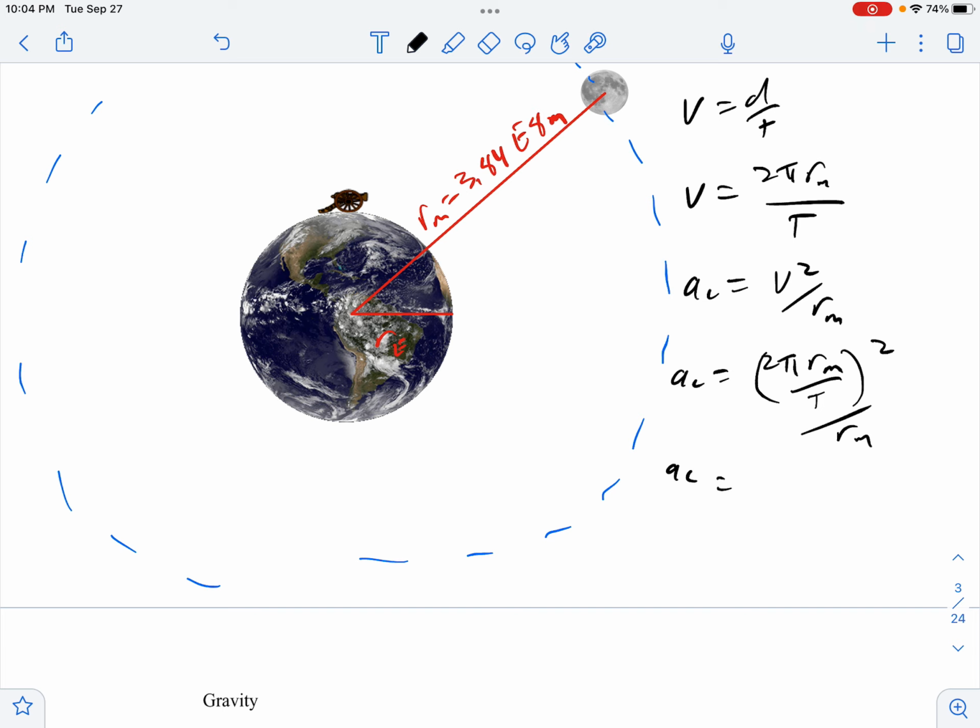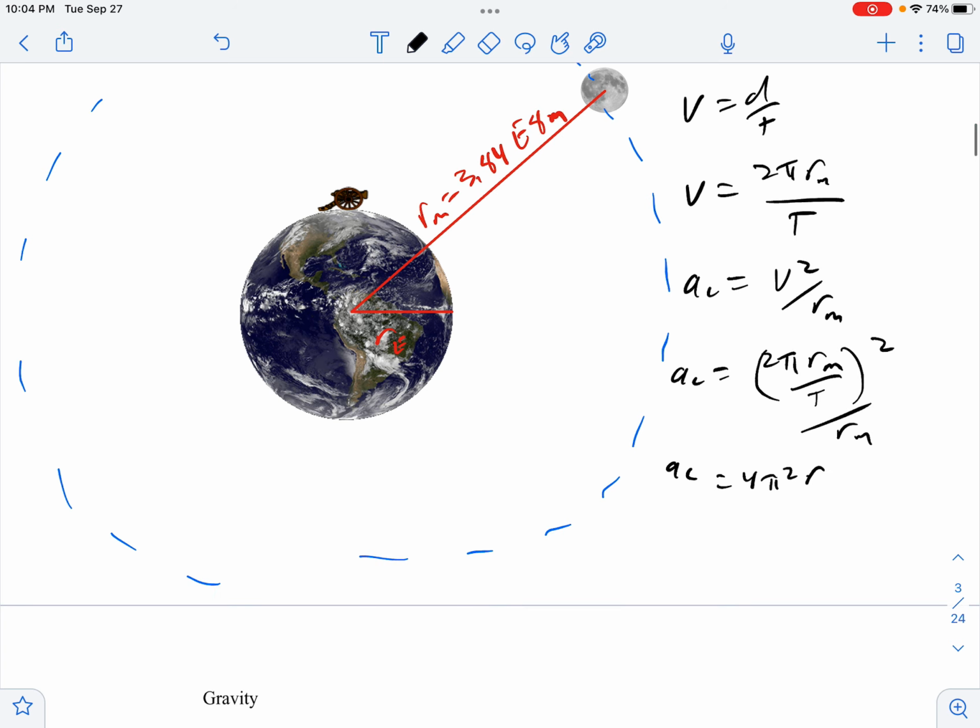All right, so let's see. What do we have here? 2 squared is 4, pi squared is pi squared. Then we'd have the distance to the moon squared over period squared, over the radius. Okay, so we can factor out a little bit. We just get rid of goodbye, goodbye. I'm running out of space, so I'm going to jump over here and write this. So the centripetal acceleration of the moon, we get this 4 pi squared.